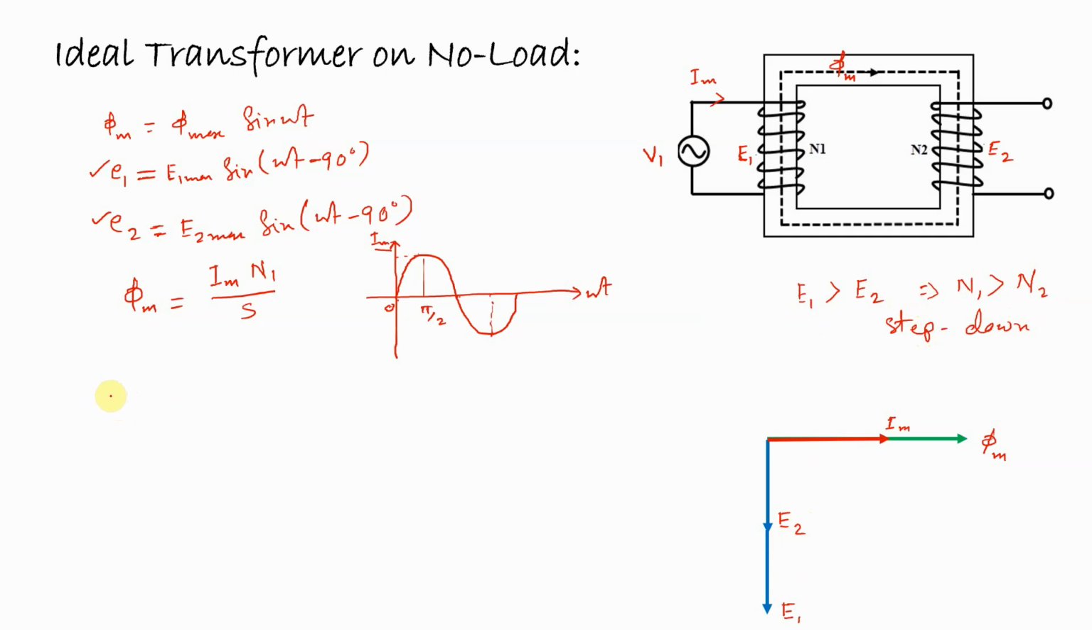For an ideal transformer, as there are no losses, because there is no resistance, there will be no leakage reactance. Therefore the supply voltage will be equal but opposite of the induced EMF in the primary side. So the phasor diagram of the supply voltage will be equal but opposite of the value of E1. It will be drawn here. This is the value of V1, which is equal to minus E1. So this is the phasor diagram of the ideal transformer at no load condition.